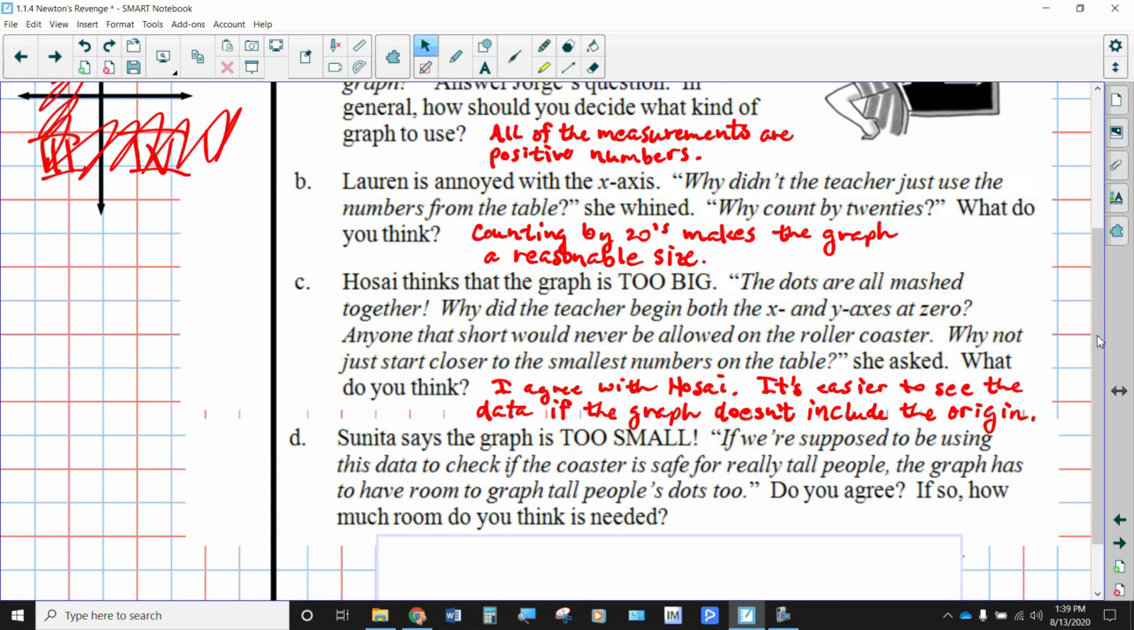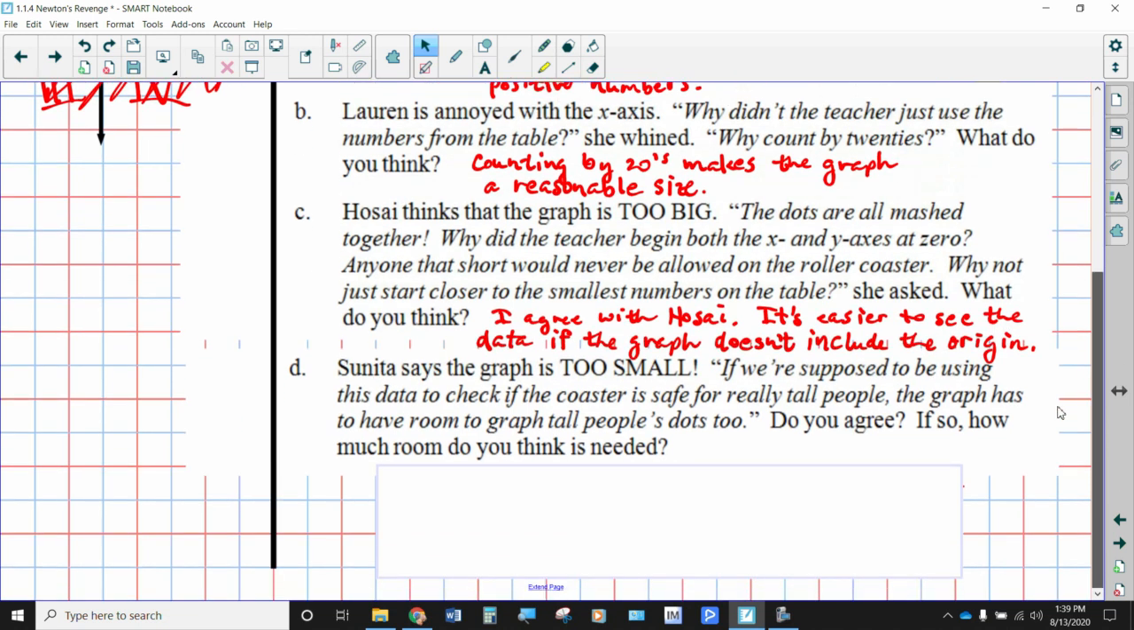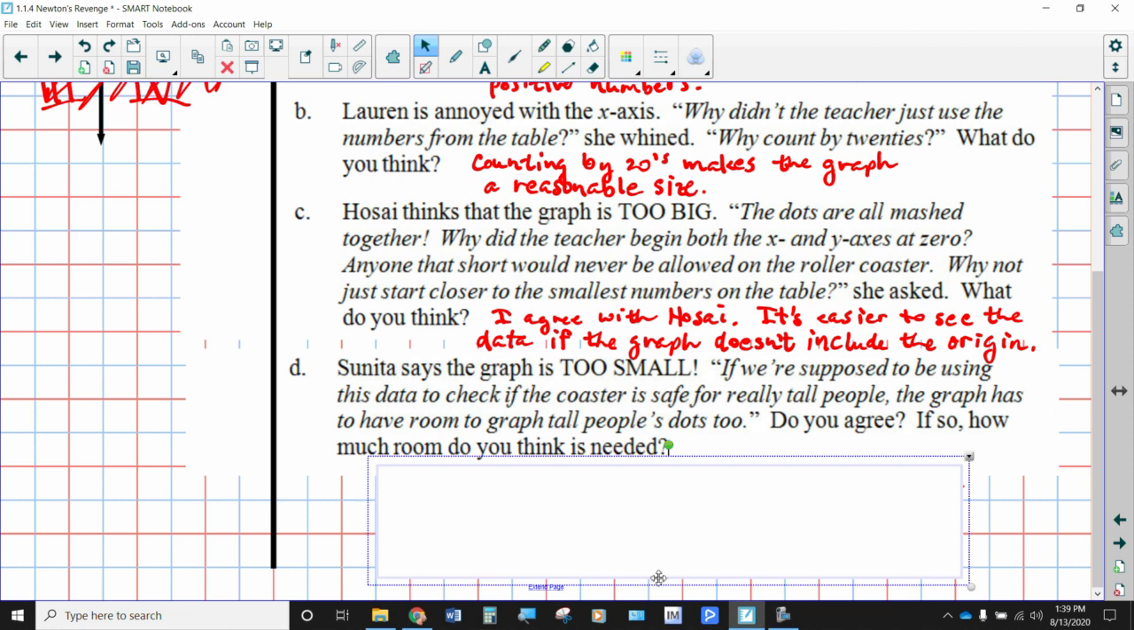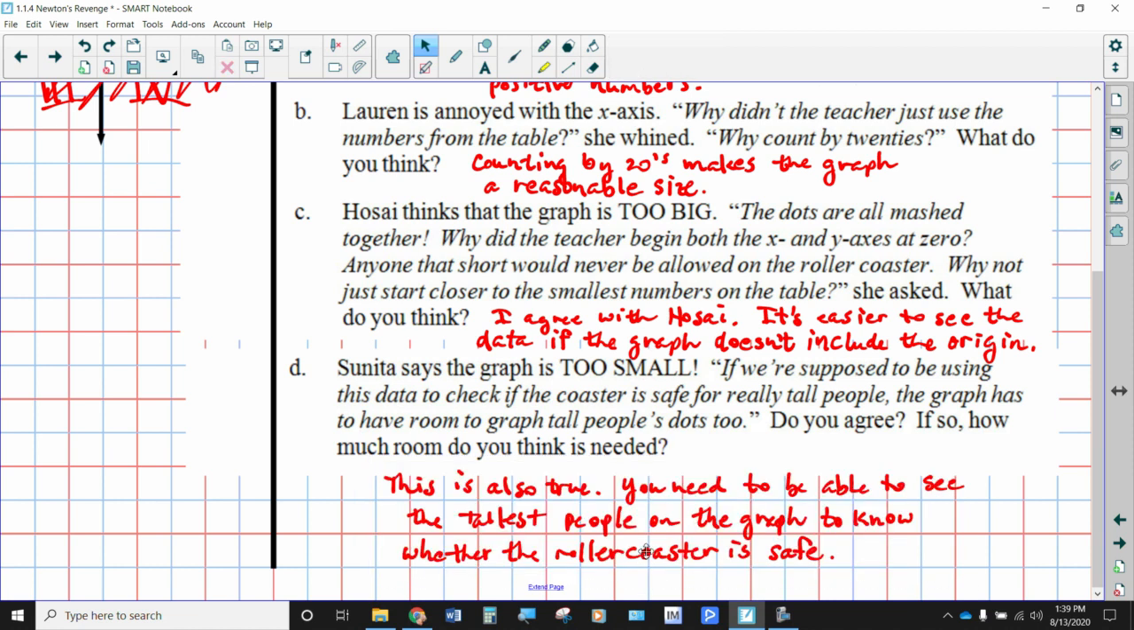And Sunita says it's too small. And man, these people are all over the place. If we're supposed to be using the data to check if the coaster is safe for really tall people, the graph has to have room to graph the tall people. And I'd say, yeah, that's true also. Absolutely true. You want to be able to see, because we're trying to figure out if it's safe for everyone, which is really a way of saying, is it safe for the tallest people that might go on it? We know short people are going to have no trouble at all. Medium, average size, probably no problem either.